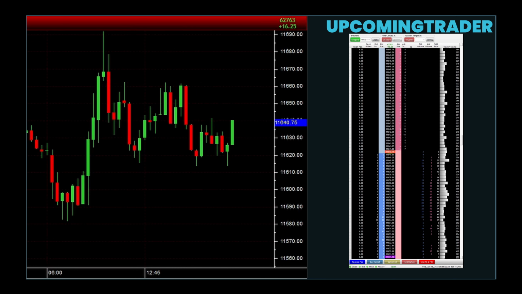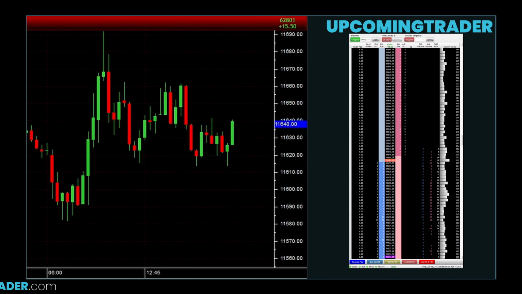And of course, we cannot forget about the initial balance from the first hour of trading. When the price breaks out of that initial range, it can sometimes lead to a strong trend day. So make sure to pay attention to those early moves.